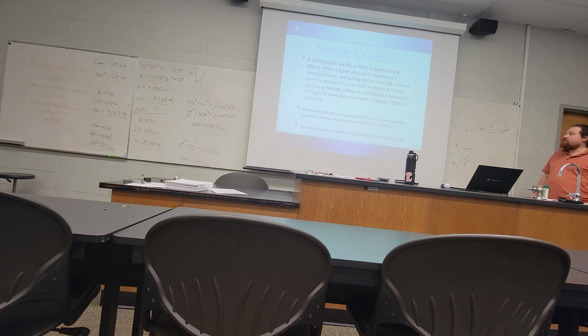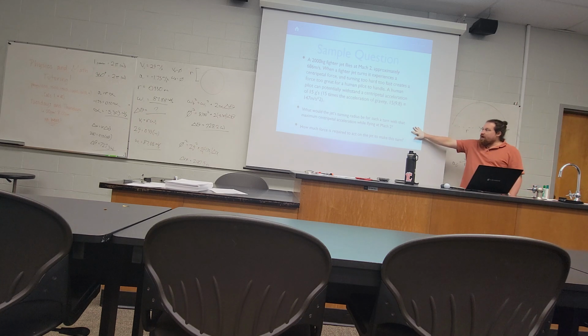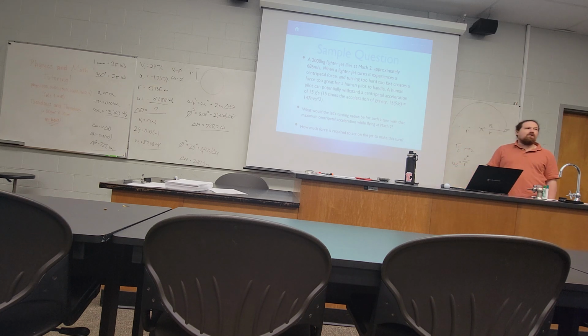With all that information said, and given the two formulas we have for centripetal force and centripetal acceleration, I would like you guys to tell me, first, what is the turning radius of the jet as it turns at that speed with that acceleration? And two, how much centripetal force is required to make this jet turn like this? Give you guys a couple minutes to work on that on your own or with your classmates.